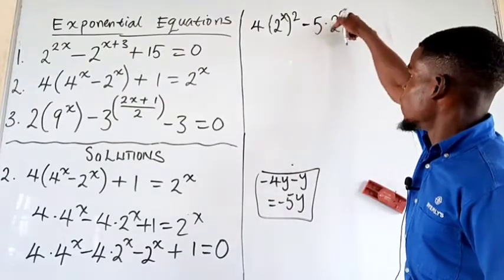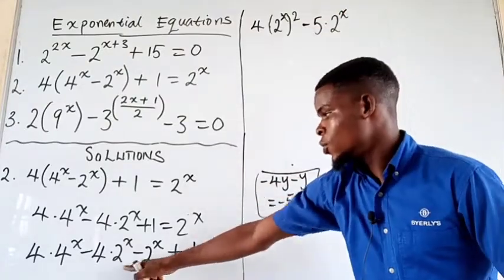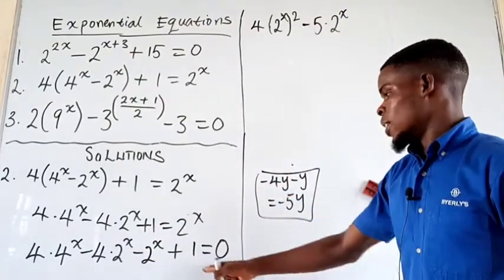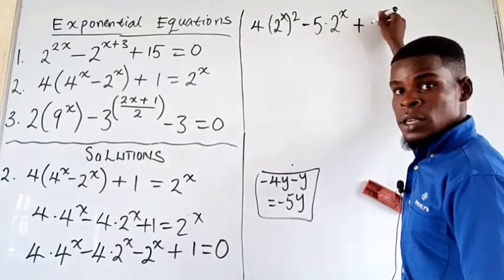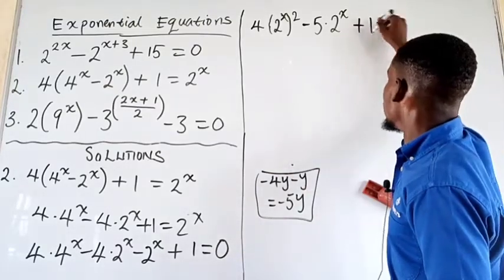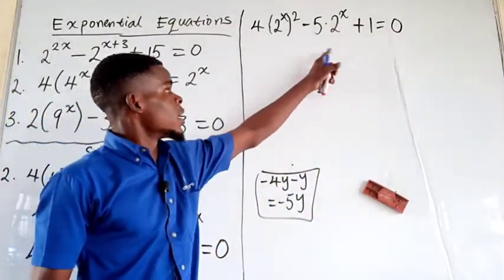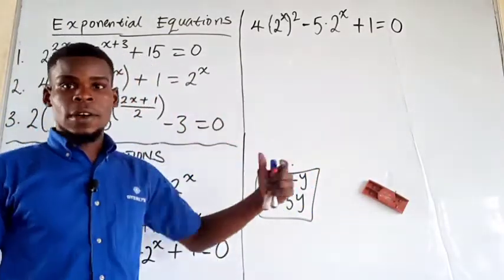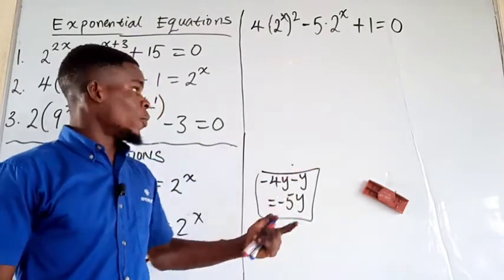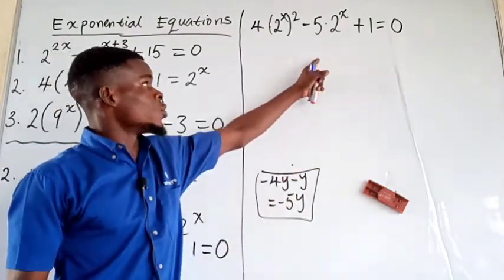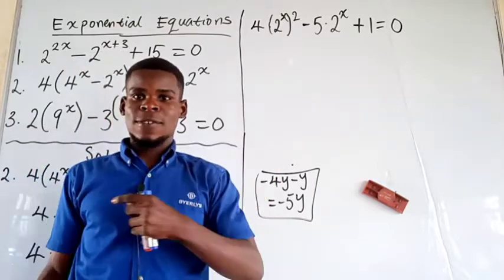Okay, so that is negative 5 times 2 to the power of x. So we add 1 to that. We equate that to 0 on the right hand side. So we just need to go ahead and look at this finally in a quadratic form. So what I will do here is to make a replacement, just like we did in the first question.